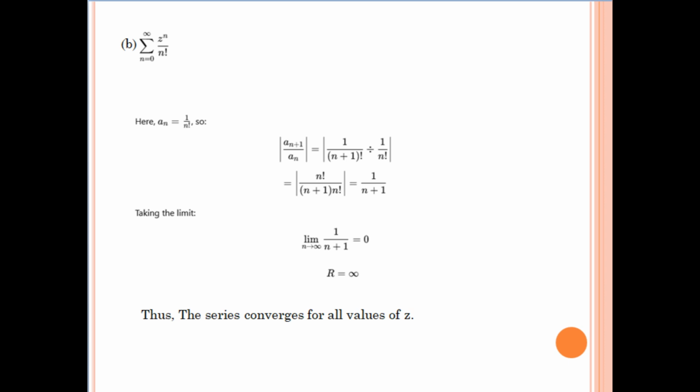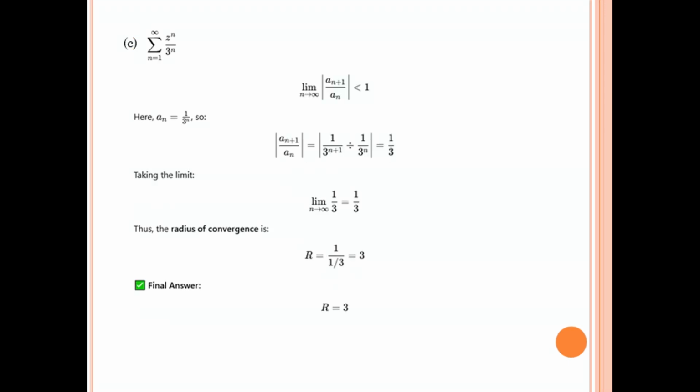Now move on to the next example. Summation n equal to 1 to infinity z power n divided by 3 power n. In this series, the coefficient of z power n, that is an equal to 1 divided by 3 power n, and the coefficient of z power n plus 1, that is an plus 1 equal to 1 divided by 3 power n plus 1. Letting limit n tends to infinity in modulus of an plus 1 divided by an equal to 1 divided by 3 power n plus 1 divided by 1 divided by 3 power n. Solving this, we get 1 divided by 3. Letting limit n tends to infinity, we get 1 by 3. Therefore, the radius of convergence is r equal to 1 divided by 1 by 3, which is equal to 3. The final answer: the radius of convergence is 3 for this series.